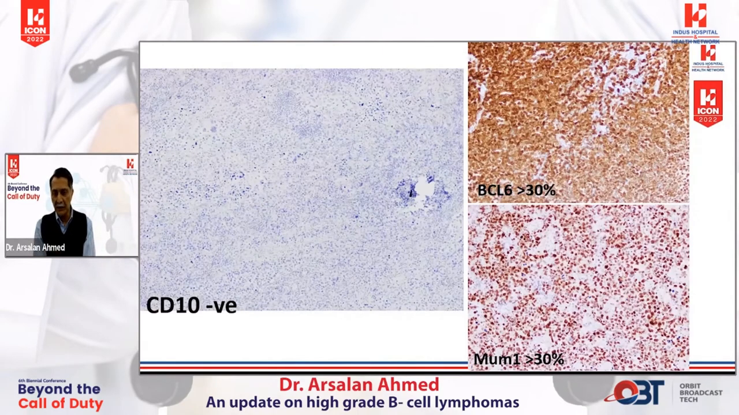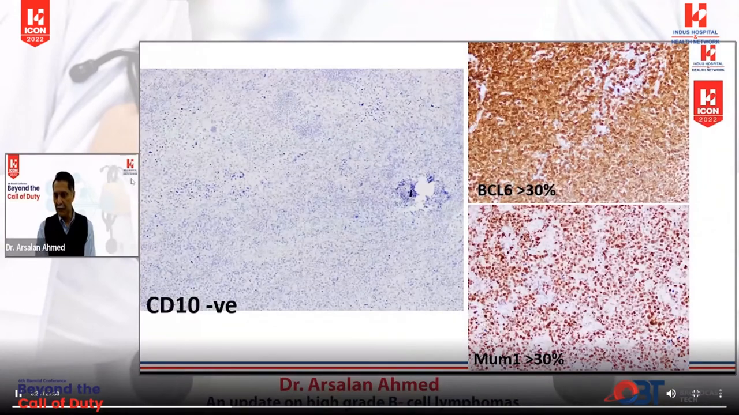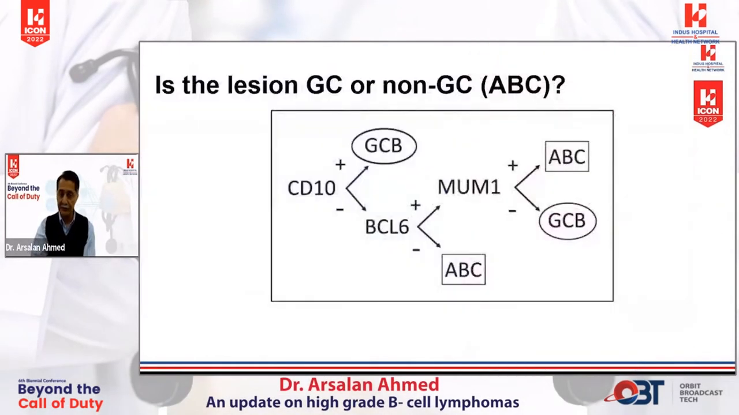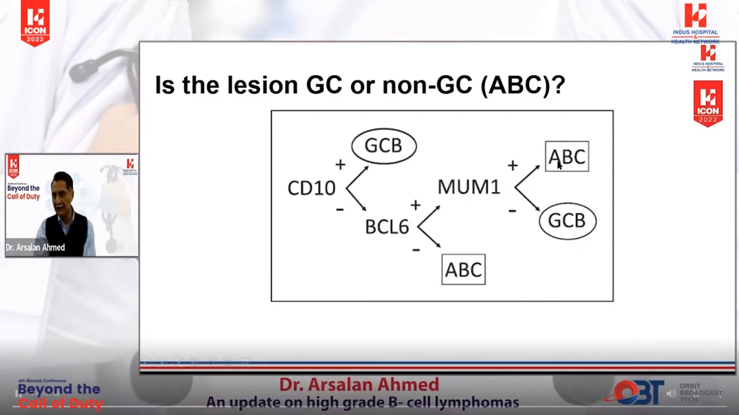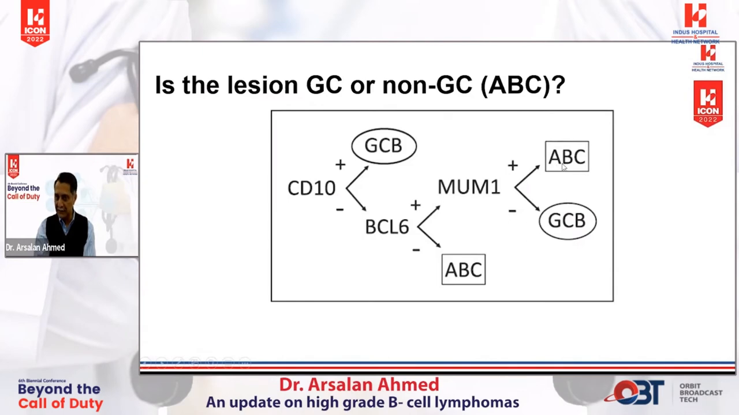So I'm going to tell you the threshold. In order to call these positive, they have to be more than 30%, the cutoff. That's according to WHO. So our diffuse large B-cell lymphoma case was CD10 negative, BCL6 positive, and MUM1 positive. Let's go back to Hans' algorithm and see what happens. Since it was CD10 negative, we ordered BCL6 and MUM1. In our case, BCL6 was positive and MUM1 was positive. So it automatically becomes diffuse large B-cell lymphoma, ABC type or non-GC type.